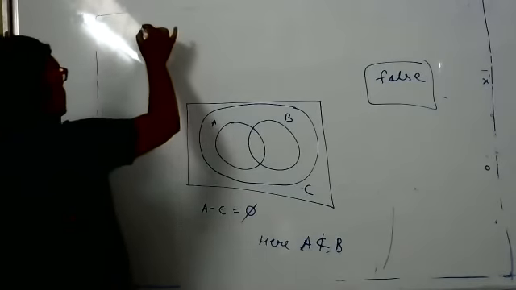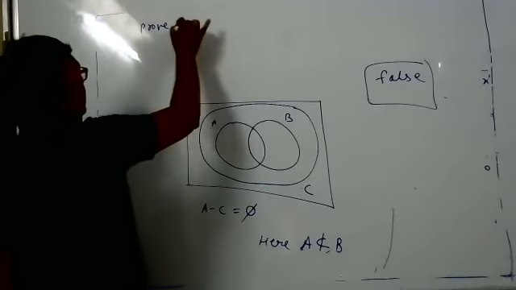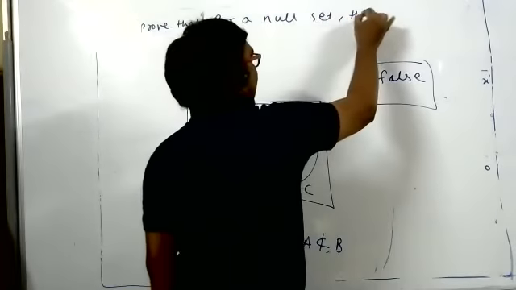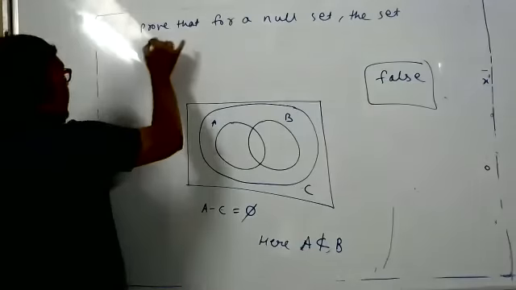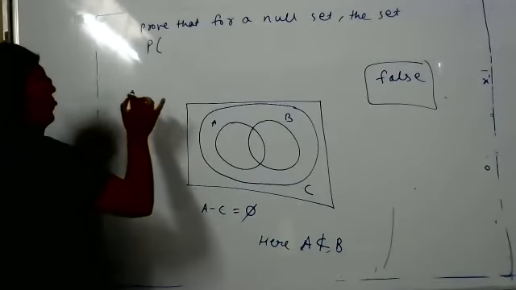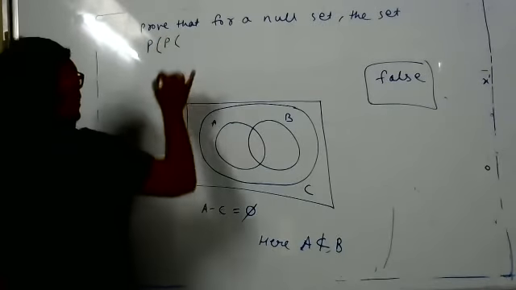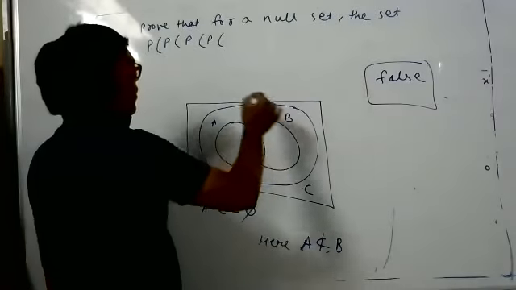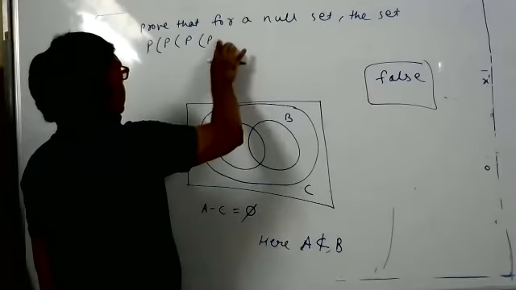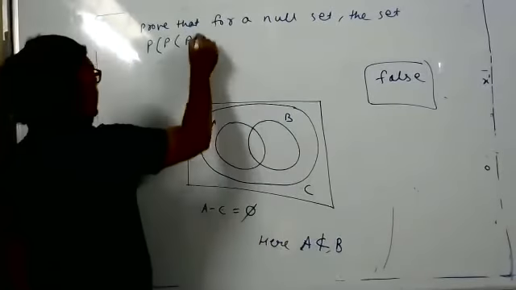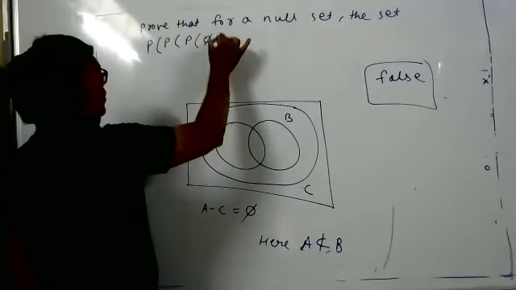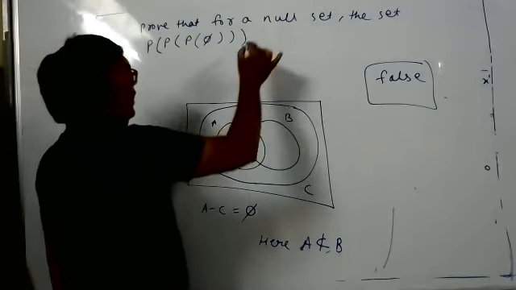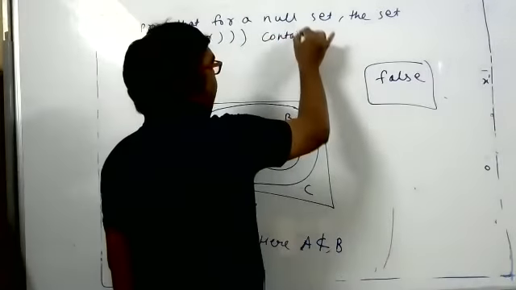Tell the sum. Prove that for a null set, P bracket, again P bracket, P bracket, only 3 times P. Then a bracket, null set, then again 3 times bracket, contains 4 elements. Yes, this contains 4 elements.